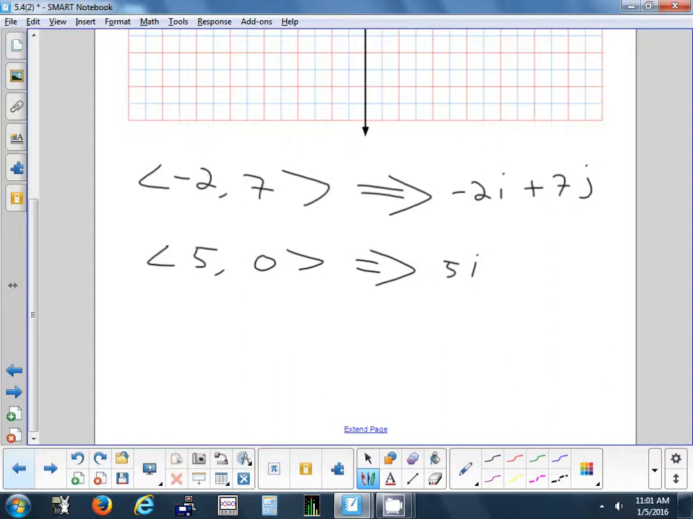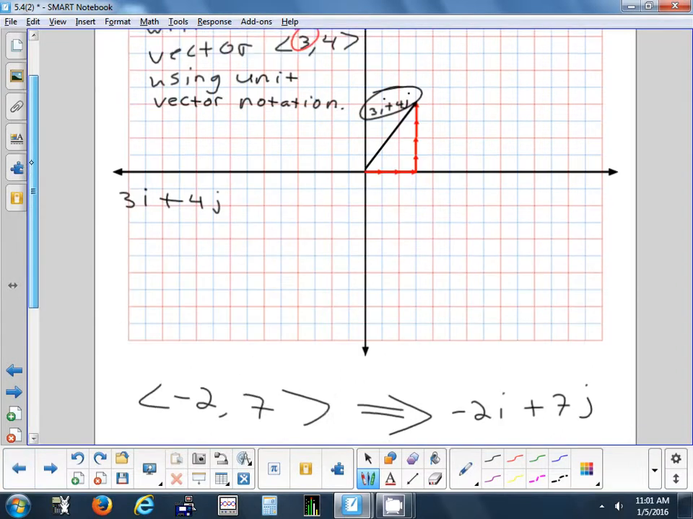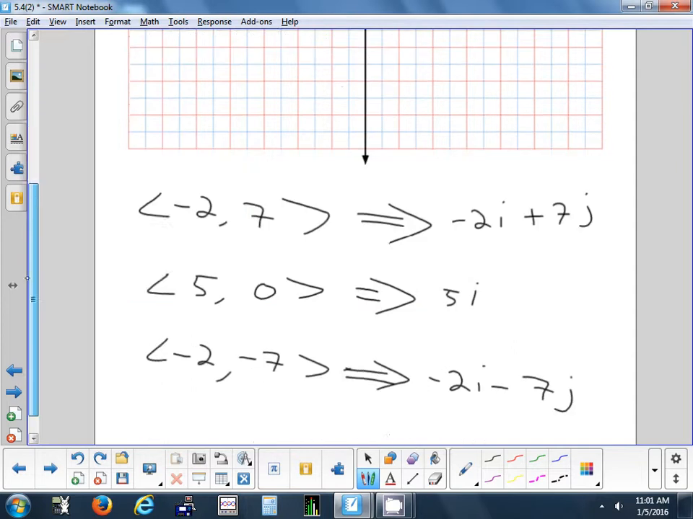If it was negative 2, negative 7, would it be negative 2i minus 7j? Yep, that one would be negative 2i minus 7j. So it's not really a big step to go from writing it this way to using i's and j's. Just think of it as stacking little vectors together, just like we did there.